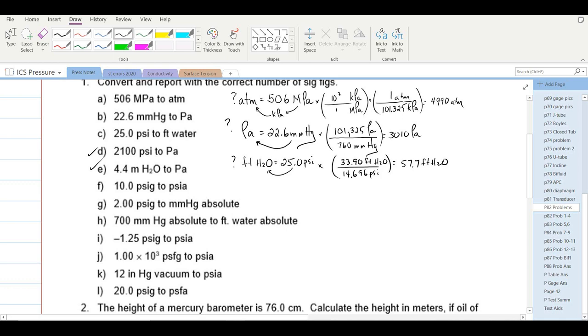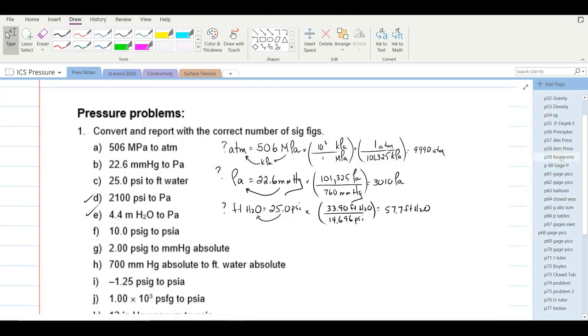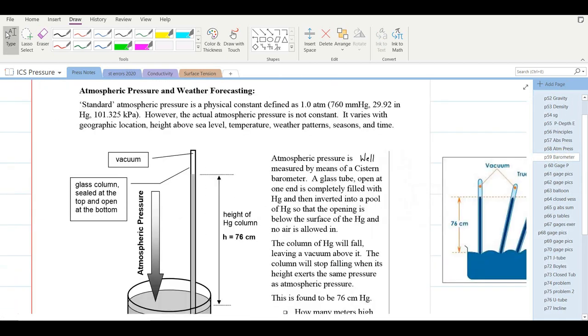Right, let's go back to page 59. So we've learned how to calculate pressure using the pressure depth equation, rho gh or dh. We've learned about atmospheric pressure and all of its units. We've learned about absolute pressure, the sum of the atmospheric plus fluid pressure. The balance of this chapter deals with pressure measurement devices that are used industrially.